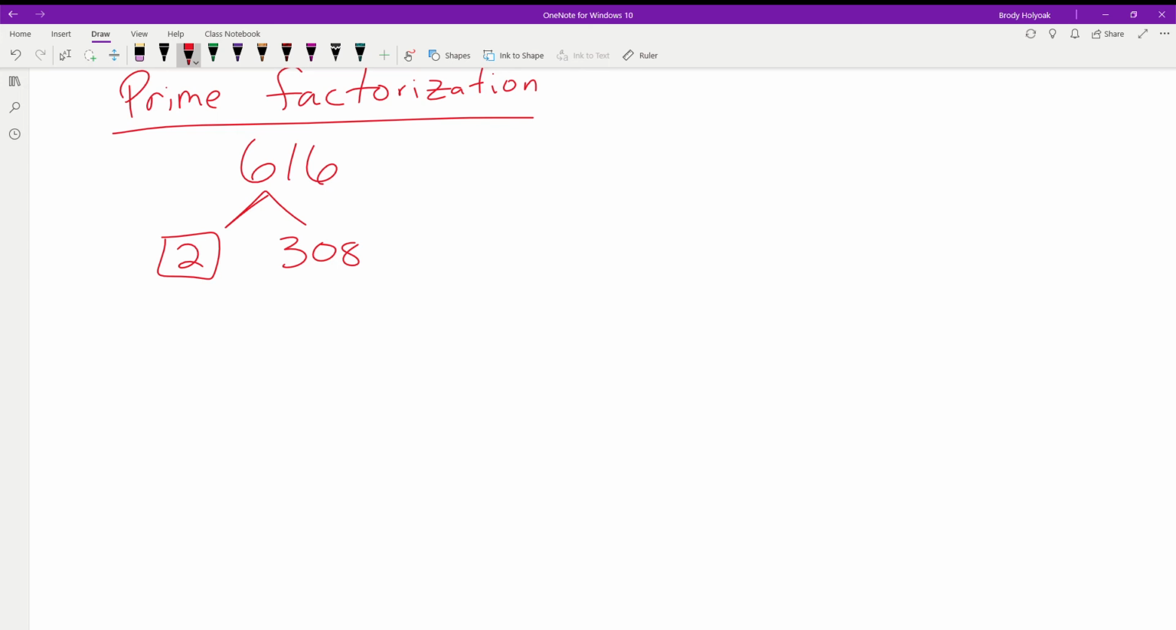So now we can break this 308 down again. Let's break it up into, let's just say 4. Will 4 go into 308? Goes in 77 times. And the reason I picked 4 is because it quickly separates it into another prime. 4 then becomes 2 and 2. Yep.